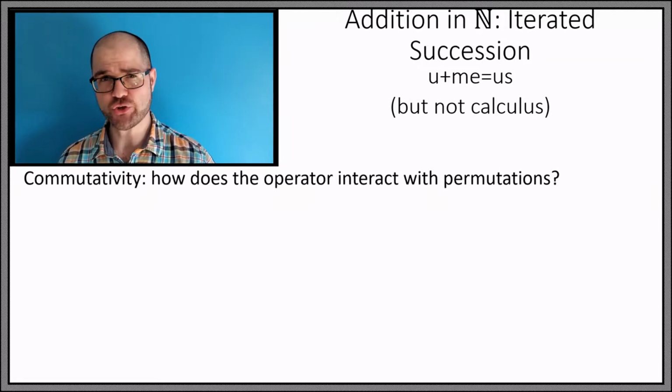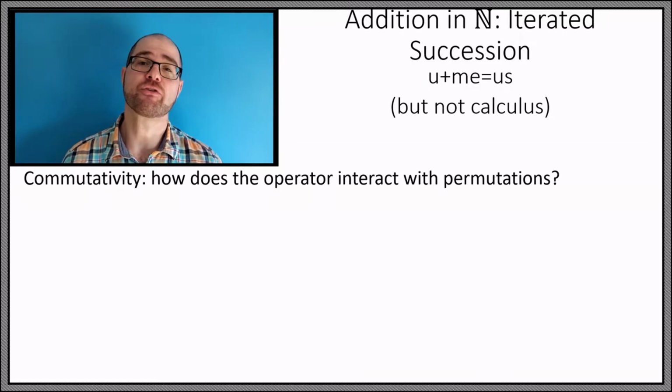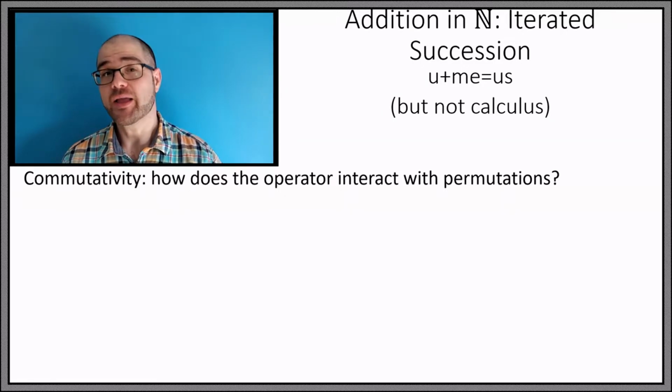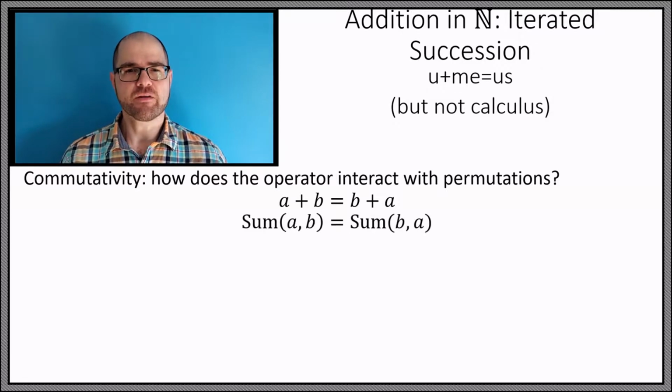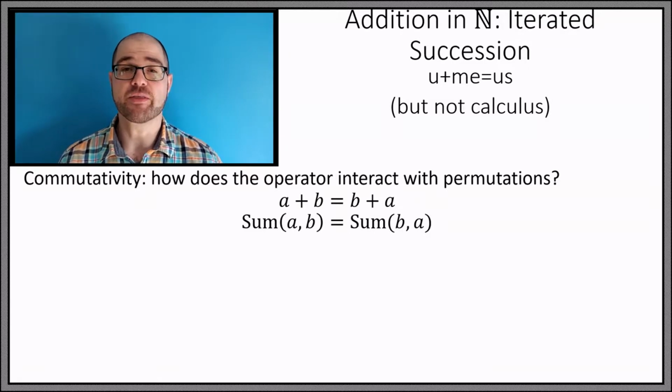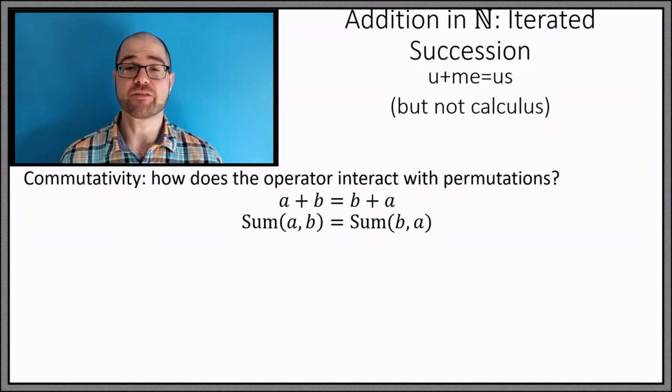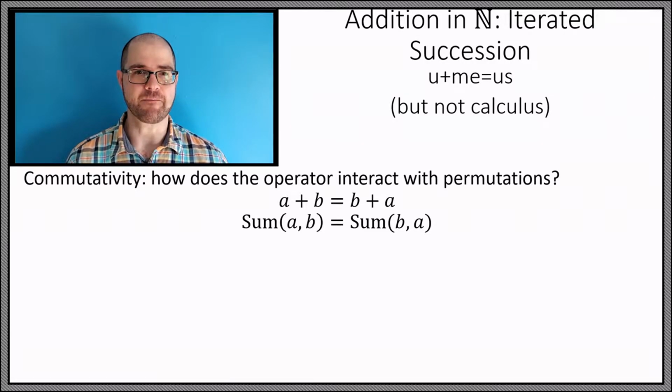Well, if you add two numbers, how does that compare to adding them in the other order? As we all know, it doesn't matter. The two sums are identical. In formal functional notation, the sum of a and b is the same as the sum of b and a.